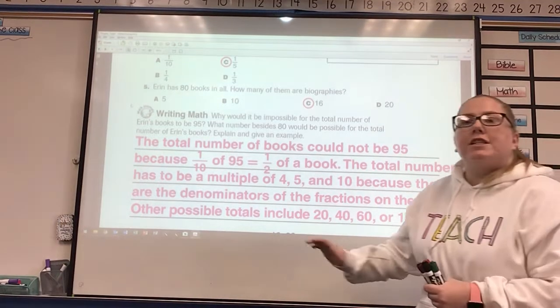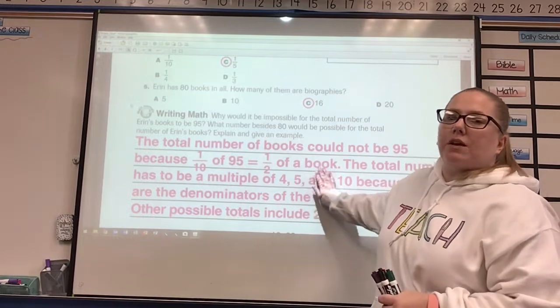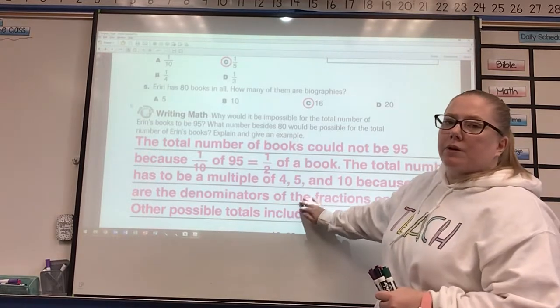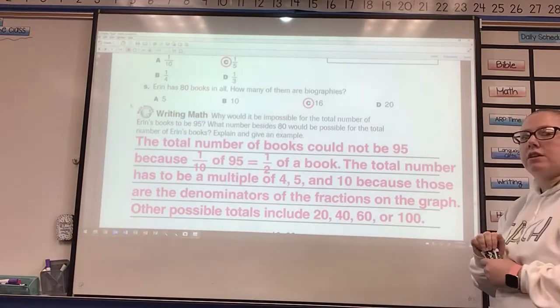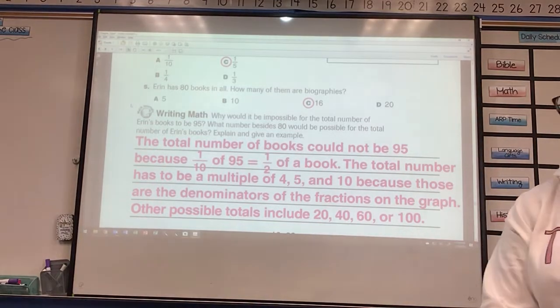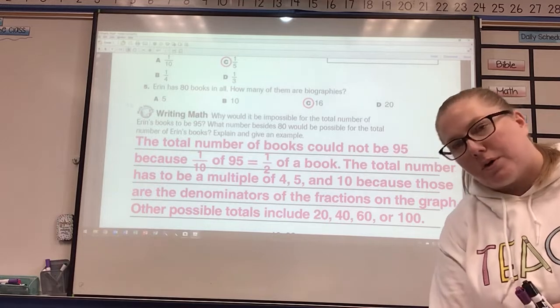Okay, and again, just like I said in my last math lesson, if you did not do the writing math, that is okay. But if you did, check. Okay, and now put that to the side and take out your homework.